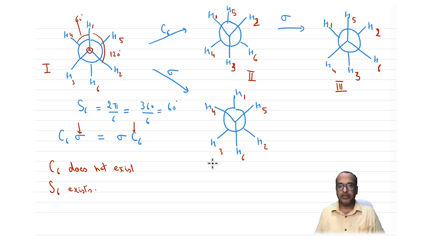Now again, you can see that, let's say this is our fourth configuration. So first and fourth are not equivalent. So we can say that sigma does not exist.